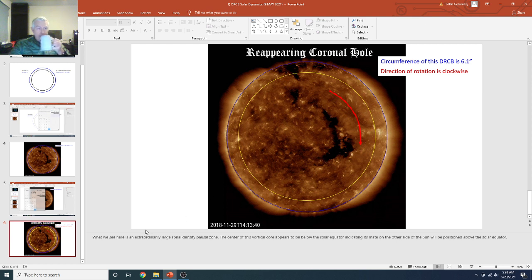So there it is. That was my first one. Don't ask me why at the first one I didn't apply all the other theories that I have at this point. I was just pointing out to NASA that there's a sphere right here, and that's pretty much what it is. So what we see here is an extraordinarily large spiral density positive zone. The center of this vortical core appears to be below the solar equator, indicating its mate on the other side of the sun will be positioned above the solar equator. Yeah, that was my point.